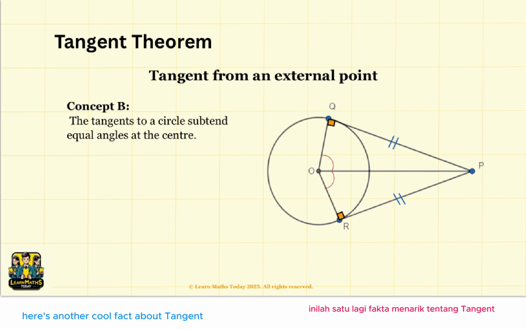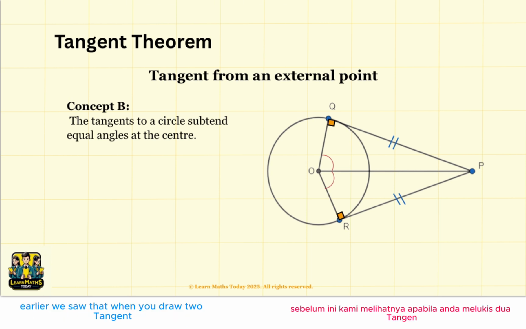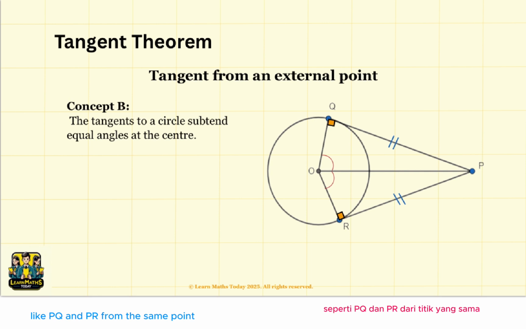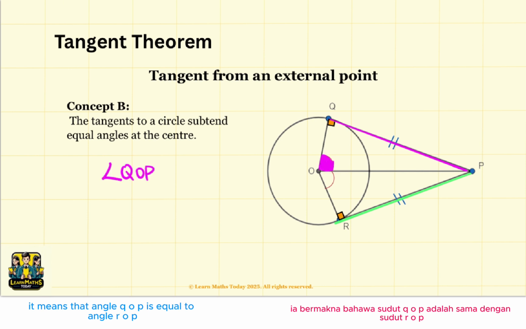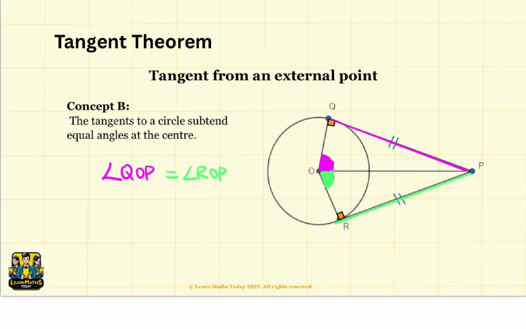Here's another cool fact about tangents drawn from a point outside a circle. Earlier we saw that when you draw two tangents, like PQ and PR, from the same point P outside the circle, the tangents are equal in length. Now here's another fact. The tangents also make equal angles at the center of the circle. In this diagram, it means that angle QOP is equal to angle ROP.